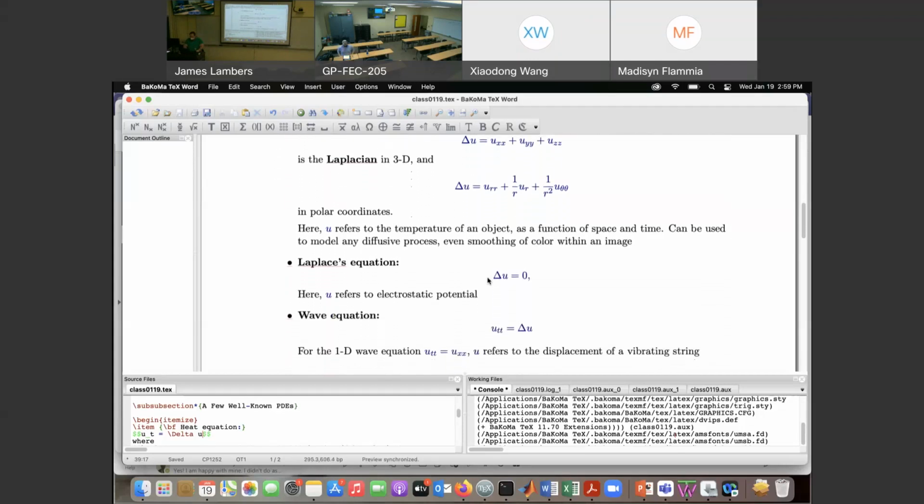We'll also spend time on Laplace's equation, which is just the Laplacian again, as before, just set equal to 0. So there's no time in this case. The solution U only depends on spatial variables. This is useful for modeling electrostatic potential.